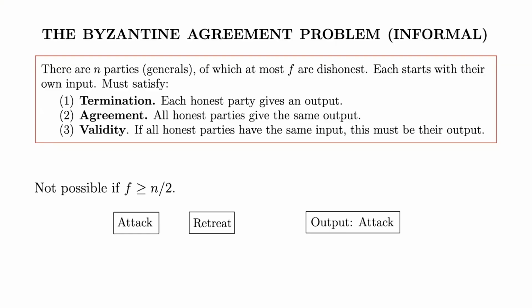So we've got two honest generals. One has initial position attack, that's their input. The other one has initial position retreat. Let's suppose they decide to attack in that scenario.